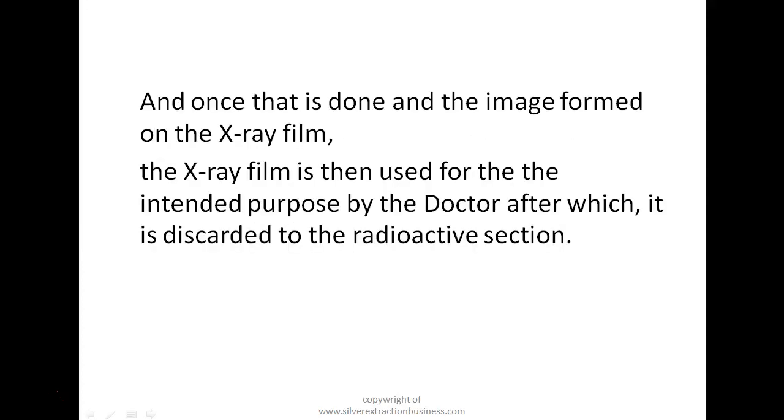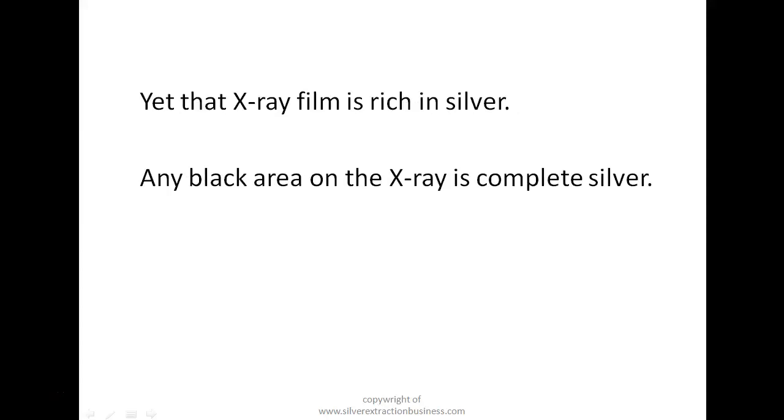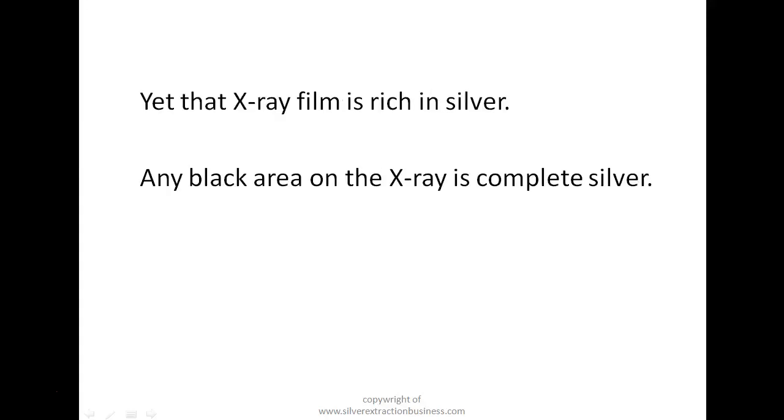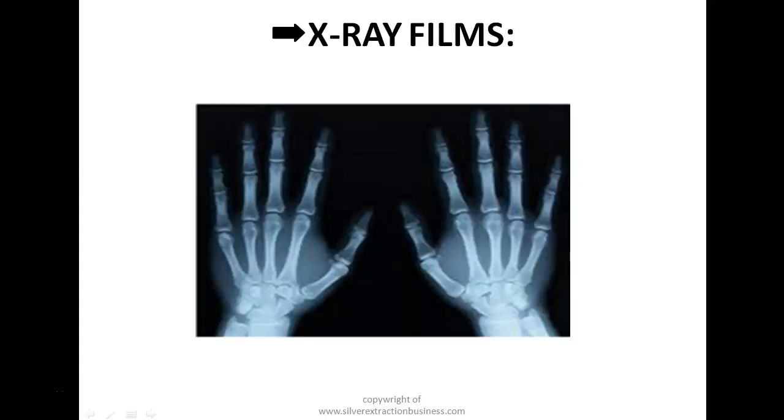Okay, now once that is done and the image is formed on the X-ray film, the film is then used for the intended purpose by the doctor, after which it is discarded to the radiography section. Now, that X-ray film is rich in silver. Any black area on X-ray film is complete silver. Take a look at those black areas you see in the X-ray films. Those black areas are actually silver. Okay, and that's what we're talking about.